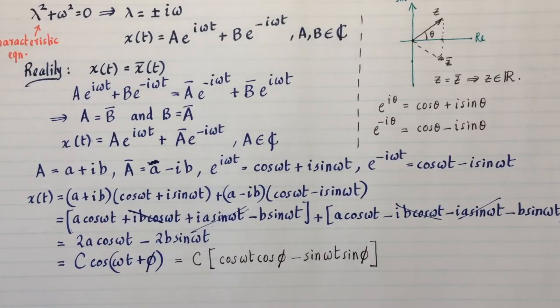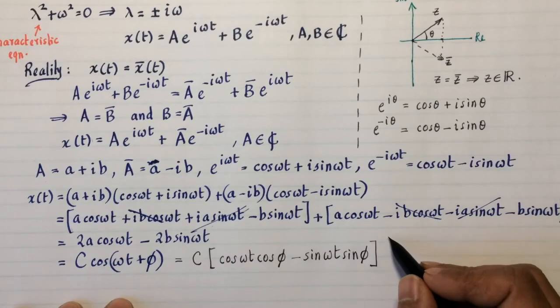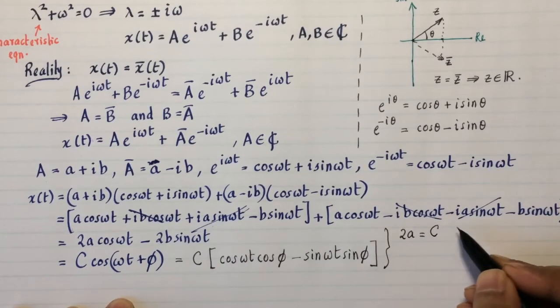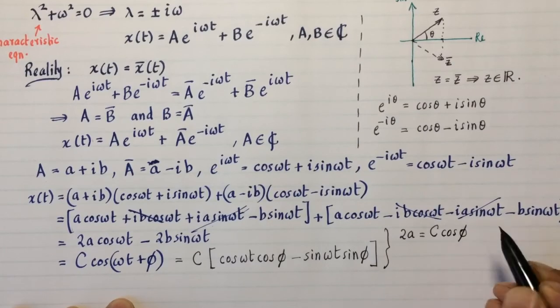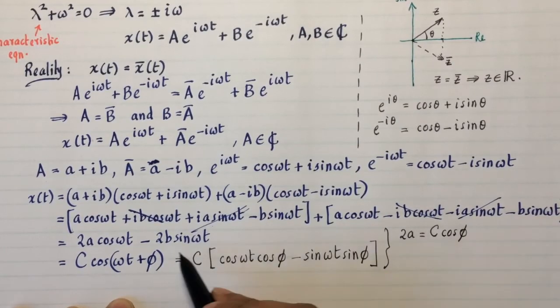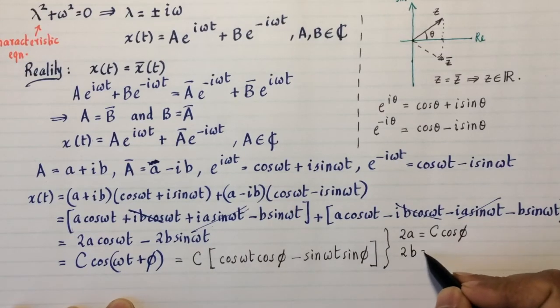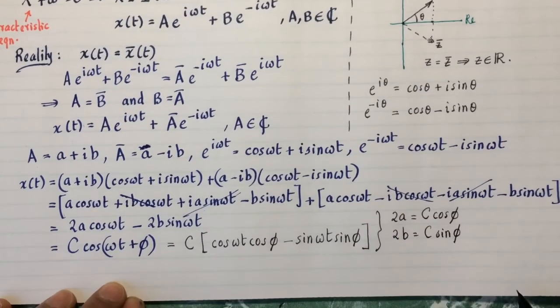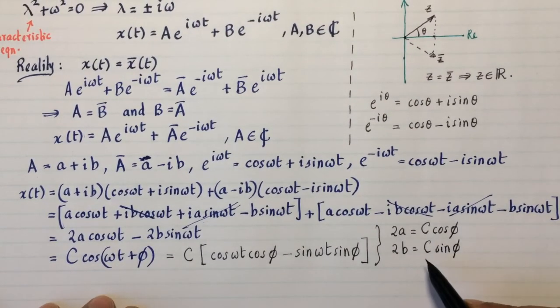So all we have to do is compare. Comparing the coefficient of cosine omega t, that is 2A here, and that is C cosine phi here. So we have from this that 2A must be the same as C cosine phi, and that negative 2B must be the same as negative C sine phi, or 2B must be equal to C sine phi. How do we solve this equation for C and for phi? Well, one option is to square and add.